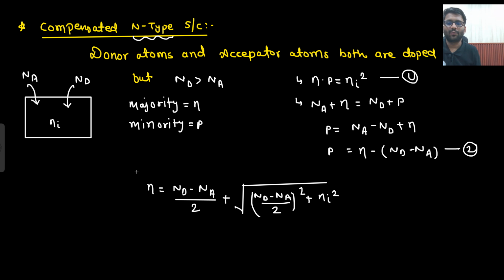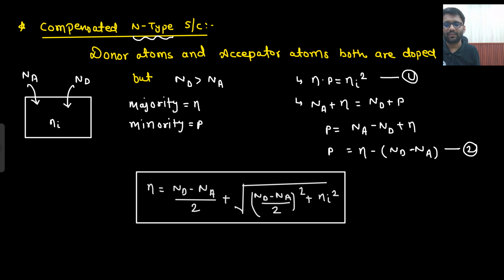There you go. So what will you see first? In these kinds of questions, you will see which is greater, Nd or Na. From that, you will decide who is the majority and who is the minority. From there, you can write down this formula very directly. Because you know that Nd is greater than Na, here you will write down something positive, no? So Nd minus Na divided by 2 plus under root Nd minus Na by 2 whole square plus Ni square. Right? So in place of Nd, you are just putting Nd minus Na. And what will be your hole concentration? For that, Ni square by N.